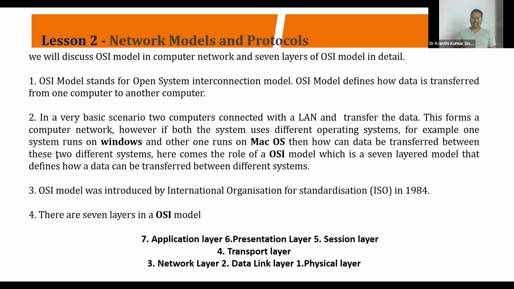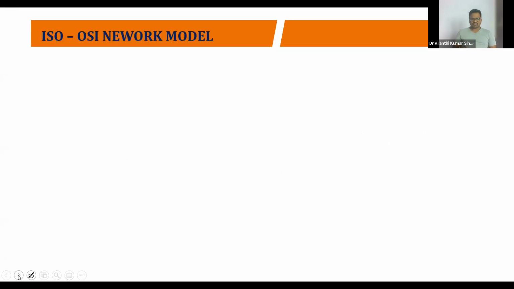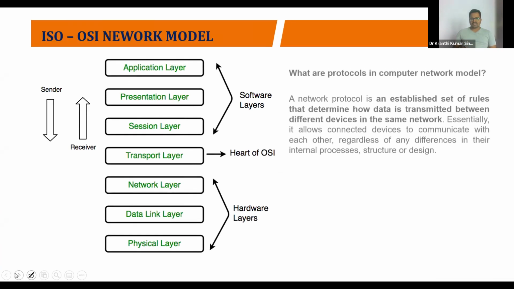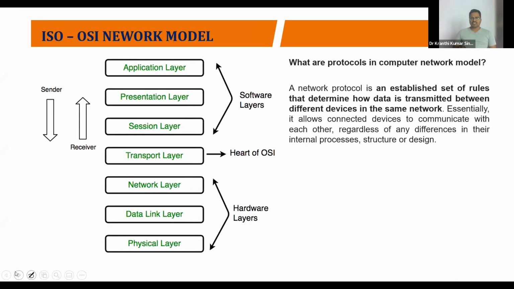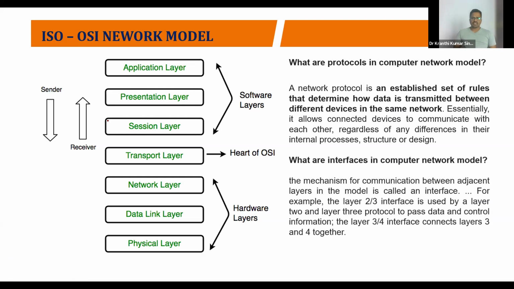The top layer is the application layer. You can see this model. Now we will discuss the individual responsibilities and features of the layers. So this is the list of layers. And you know what a protocol is. A protocol is a set of rules that determine how data is transmitted between multiple devices over the network. And what is an interface? An interface means the medium existing between layer and layer. This is called an interface. What is the purpose of an interface?